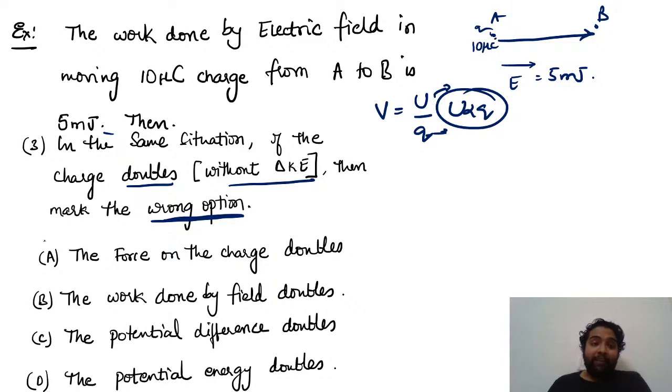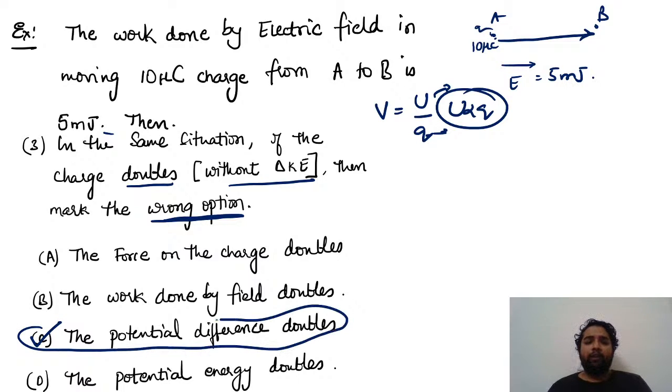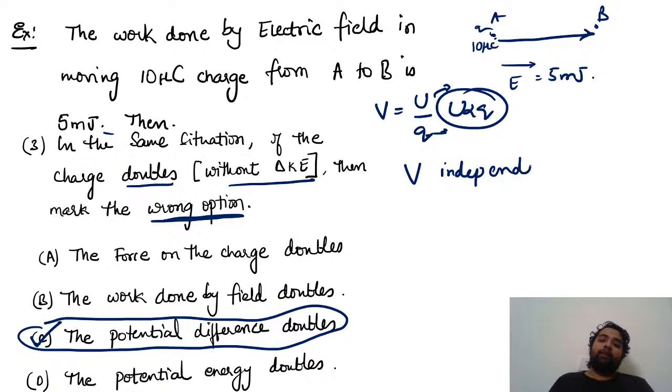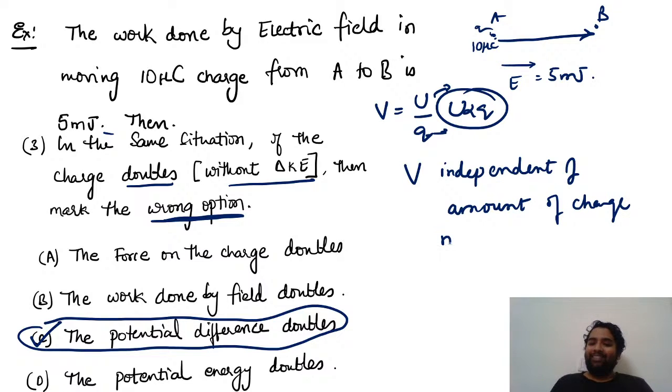Now this is the main thing I want you guys to understand. This is why potential is the most important topic. The potential difference between bodies will not double. This is the wrong option. Potential is independent of charge motion. This is independent of the amount of charge moving from A to B. So this is one major logic you have to understand.